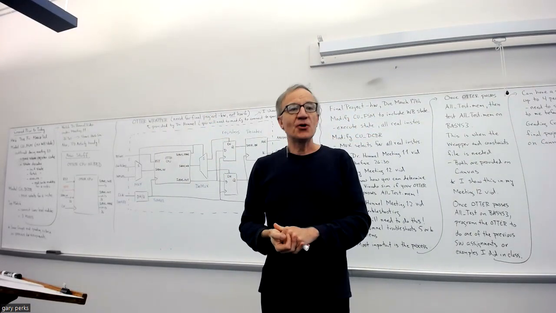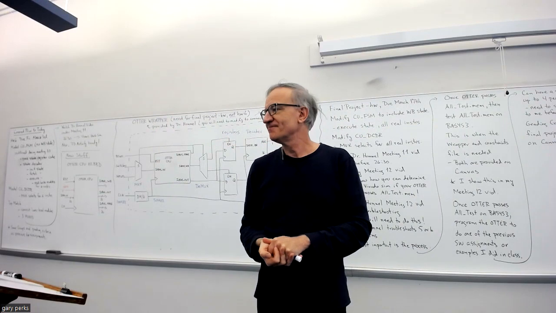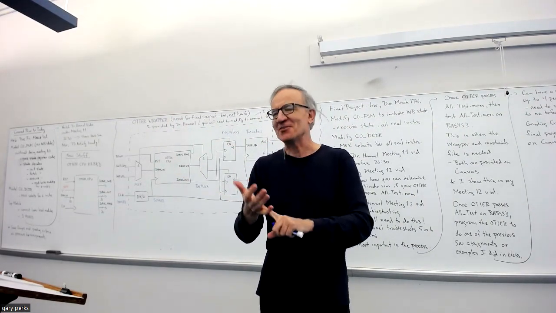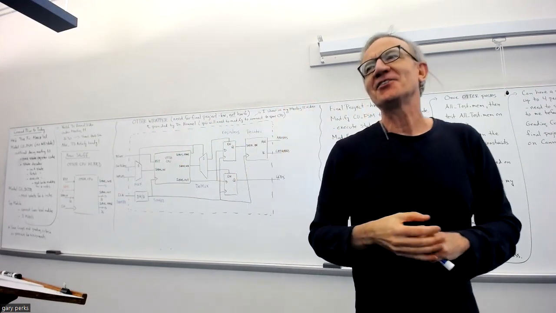I have 6 working Otters. You're not impressed. My other class was impressed, but you don't seem impressed. Okay? But I do have 6 working Otters.